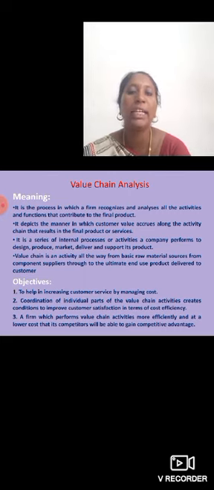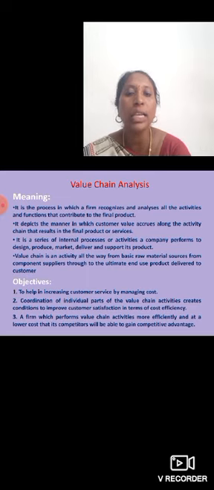That means it depicts the manner in which customer value accrues along the activity chain that results in the final product or services. So it identifies what the customer is valuing in the product. So taking customers' preferences about the product, and based on that some strategic methodology will be adopted, and that adds to the value of the final product.